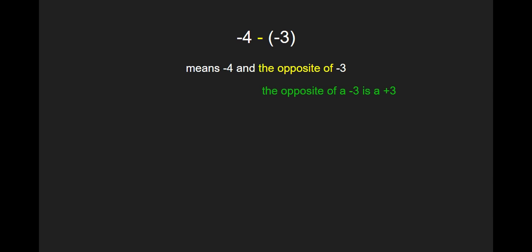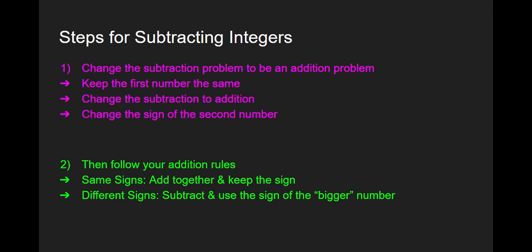Well, I know that the opposite of a -3 is a +3. So I can rewrite this equation to show -4 and +3, which would be written as -4 plus 3. So when we're subtracting integers, we really change it to an addition problem. When we subtract integers, we need to change the subtraction problem to be an addition problem.